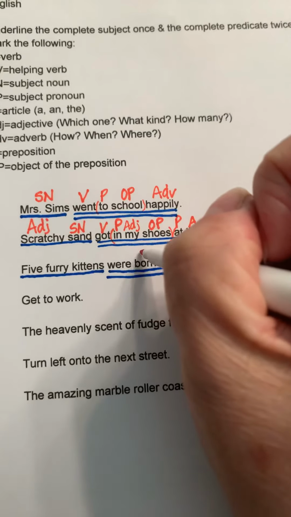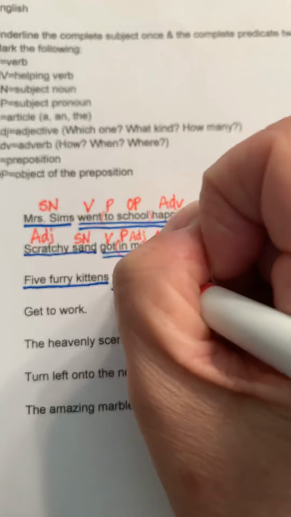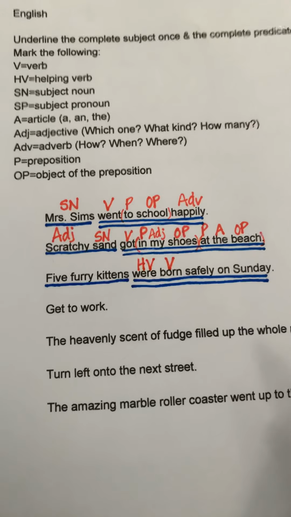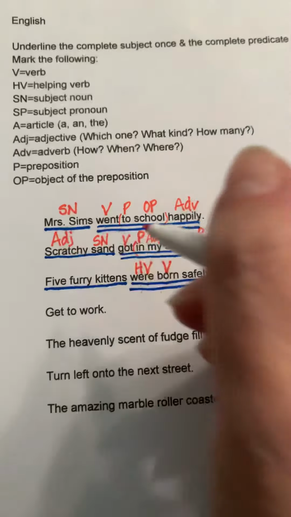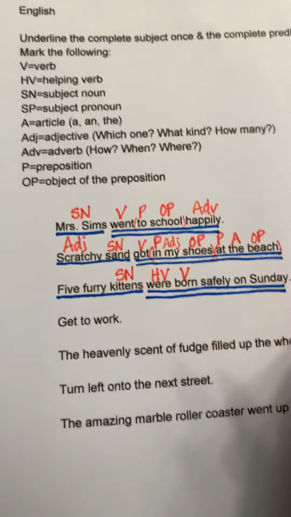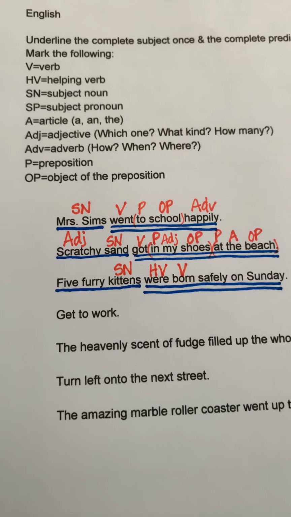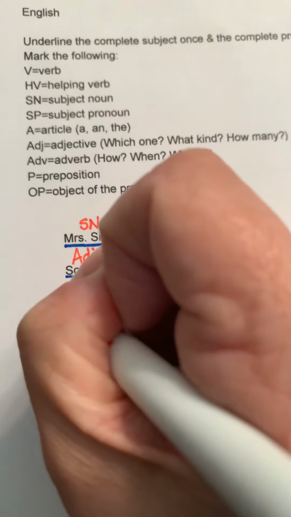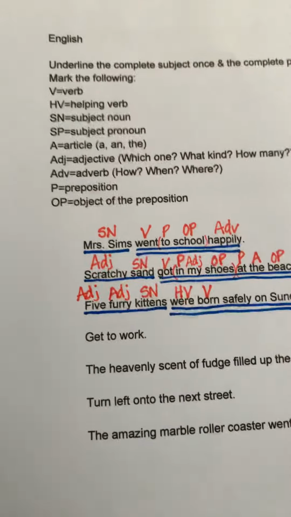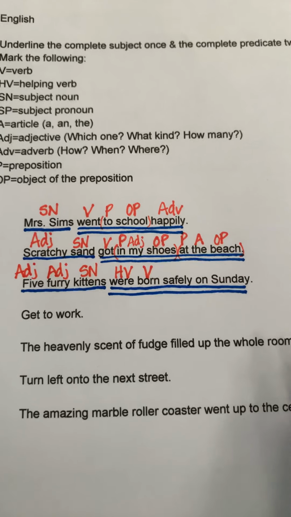Well, they were born. Born is our verb, but then because it happened in the past, we put were born. That is our helping verb. Okay, what were born? Kittens. Subject, noun. Okay, let's ask our questions about our noun now. What kind of kittens? Furry. Adjective. How many kittens? Five. Adjective. So both of these modify kittens or describe kittens.